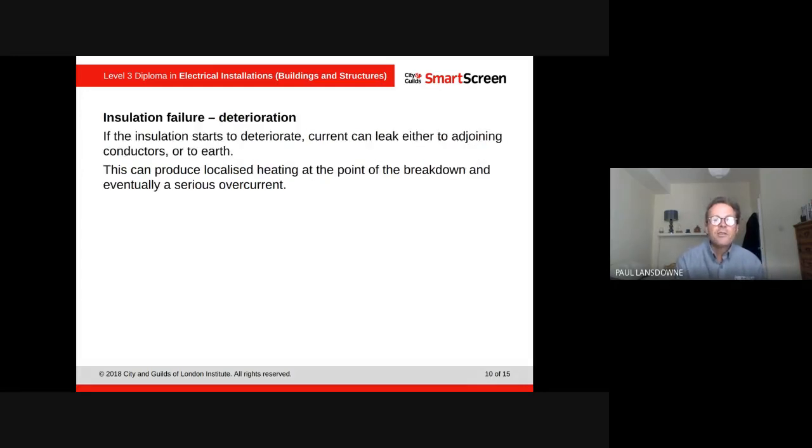Insulation failure, deterioration. If the installation starts to deteriorate, current can leak either to adjoining conductors or to earth. This can produce a localized heating at the point of breakdown and eventually a serious overcurrent. When I first started working, there was a common cable that had been used beforehand, which was called vulcanized Indian rubber. And that literally was the insulation, instead of being plastic, was rubber with a little cloth around the cable. And you would tap that cable and it would just disintegrate. The rubber would just crumble away, leaving live conductors or bare conductors.